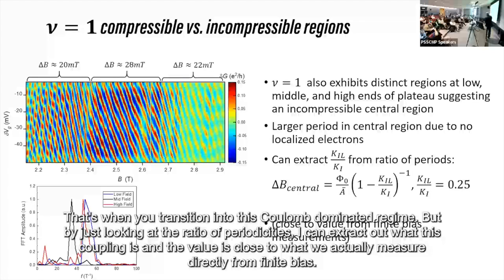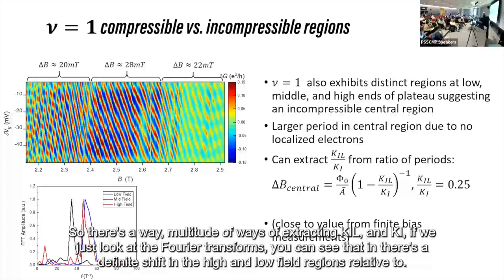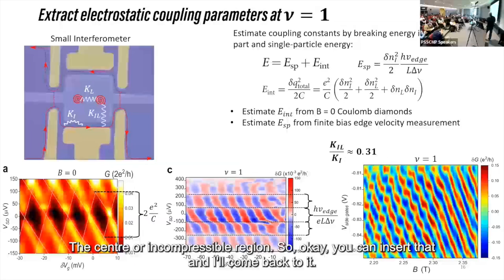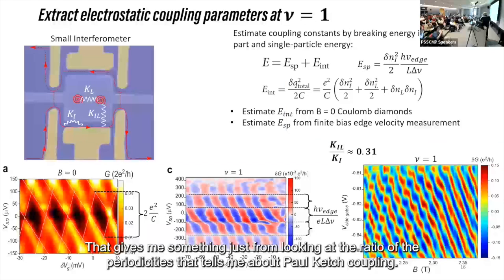But by just looking at the ratio of periodicities, I can extract out what this coupling is, and the value is close to what we actually measure directly from finite bias. So there's a multitude of ways of extracting KIL and KI. If we just look at the Fourier transforms, you can see that there's a definite shift in the high and low field regions relative to the center or incompressible region. So, okay, you can insert that, and I'll come back to it. That gives me something just from looking at the ratio of the periodicities that tells me about bulk edge coupling.